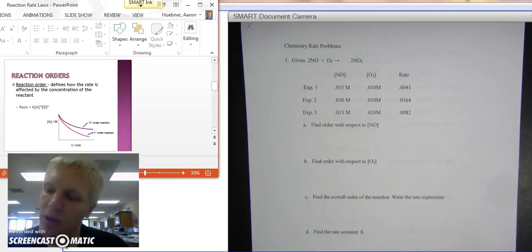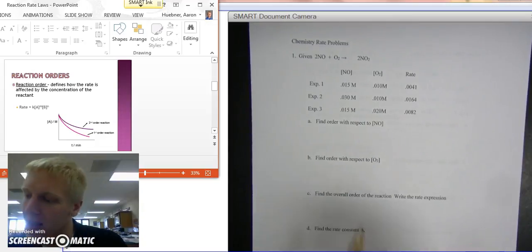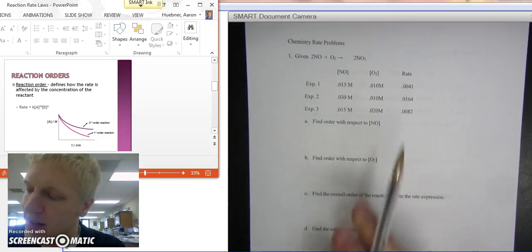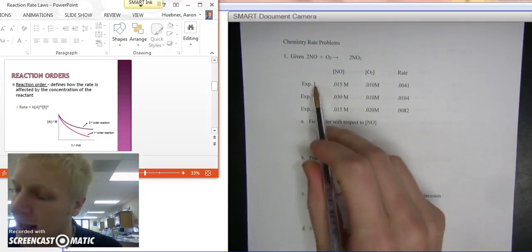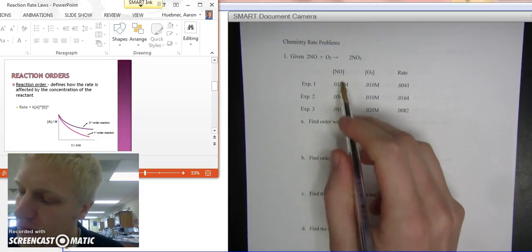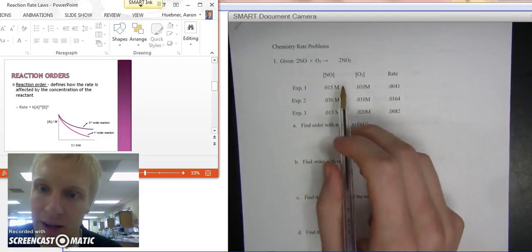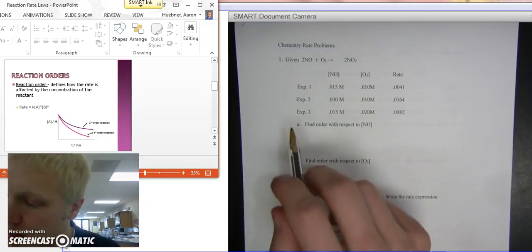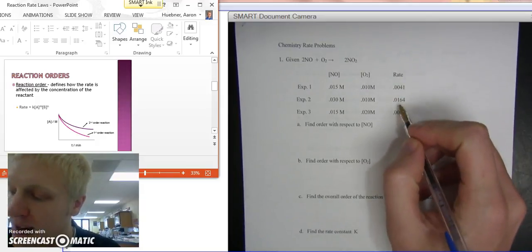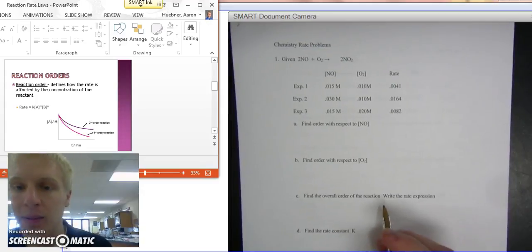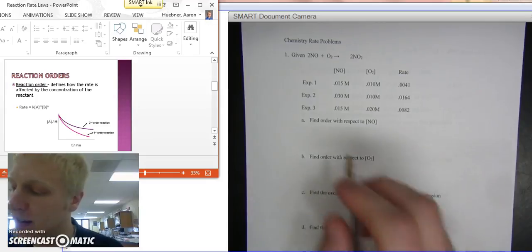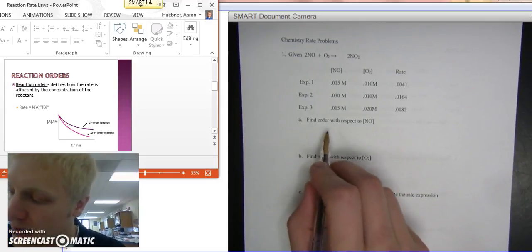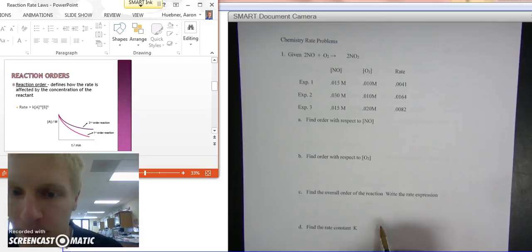Hello, in this video I'm going to be going over rate law and various problems that go along with it. So right here is some rate data of this chemical equation, and I have three experiments. Each of them has varying concentrations of reactant 1 and reactant 2, and it gives me the rate at which this reaction proceeds depending upon the concentrations. So a rate law is dependent upon concentration. It says find the order with respect to NO.